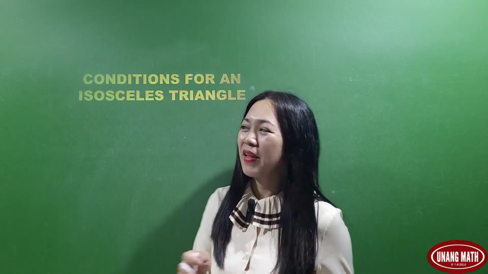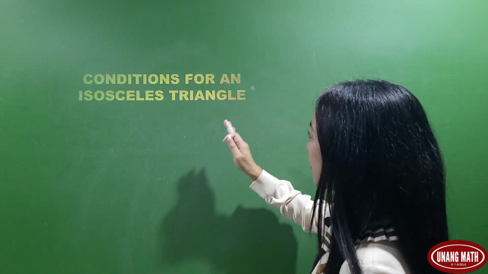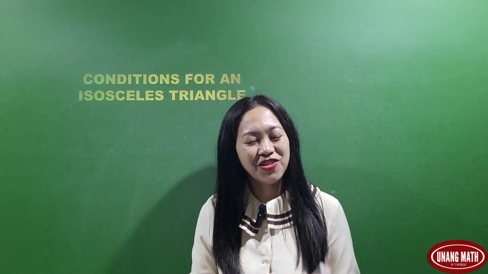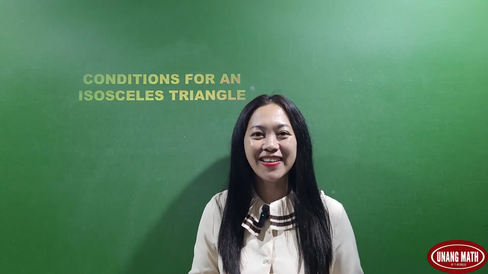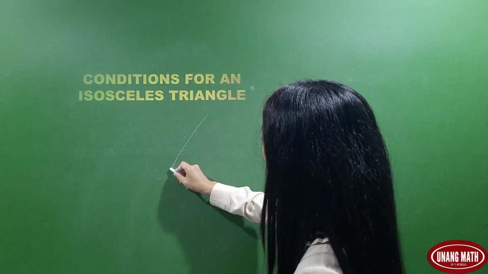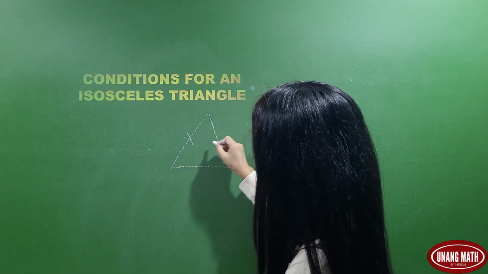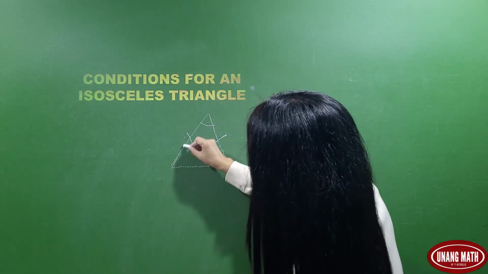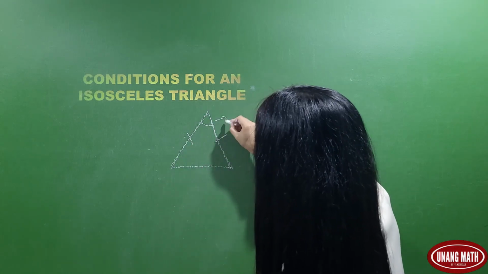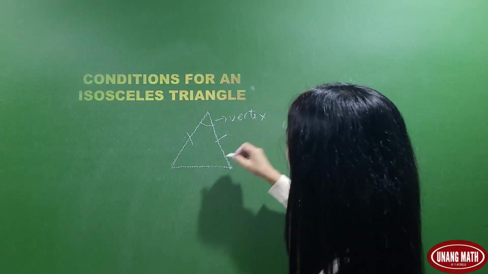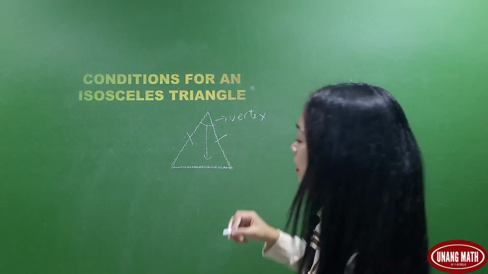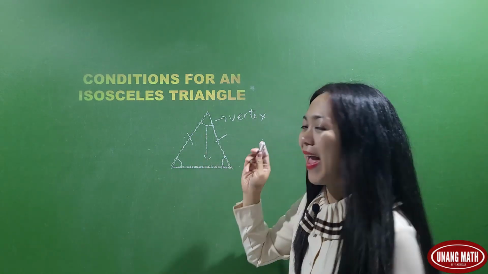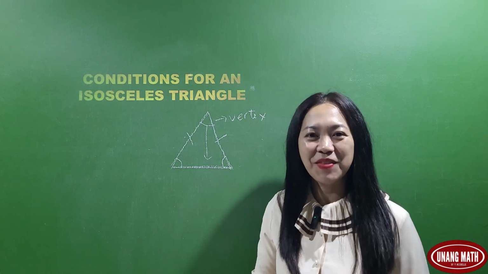In this episode, I will be covering this lesson about the conditions for an isosceles triangle. When do we say that a triangle is an isosceles triangle? As a brief recall, an isosceles triangle has two equal sides. The angle formed where the two equal sides meet is the vertex angle. Opposite the vertex angle is the base of the isosceles triangle. And beside the base are the base angles, and these are equal in measure.